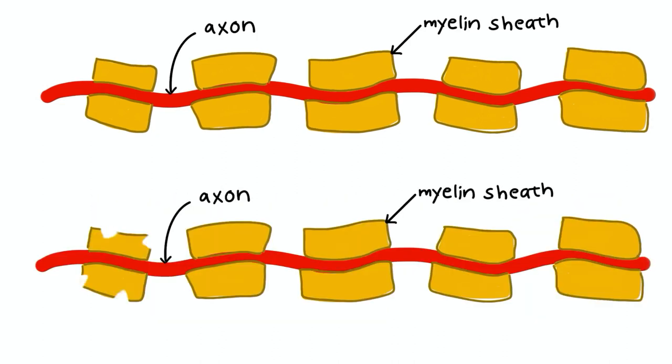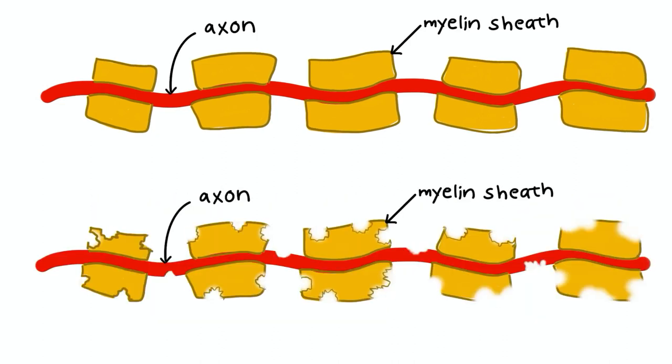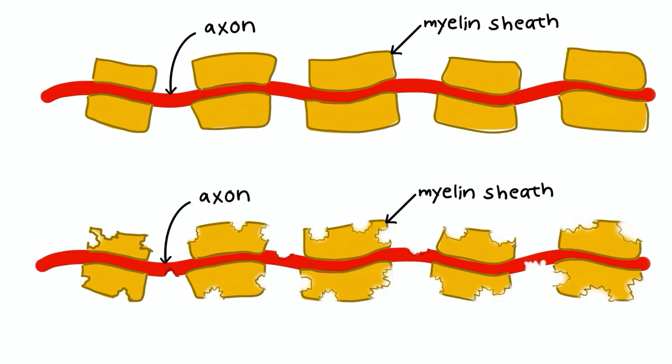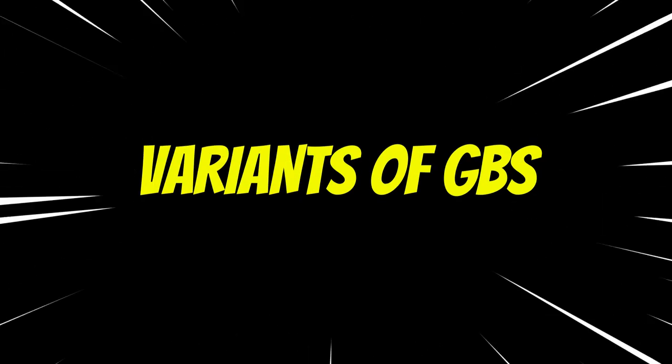So now the antibodies have started attacking this myelin sheath and they will damage the myelin sheath of the nerve, resulting in demyelination of the nerve roots. Now let's talk about the variants of Guillain-Barre syndrome.